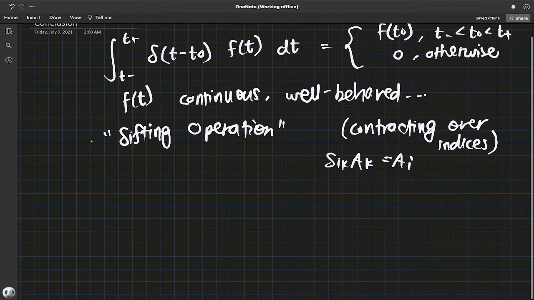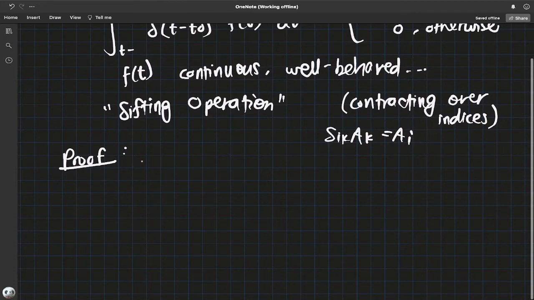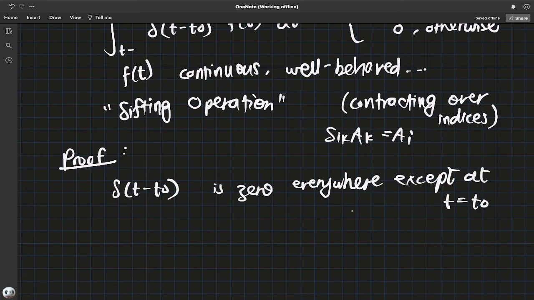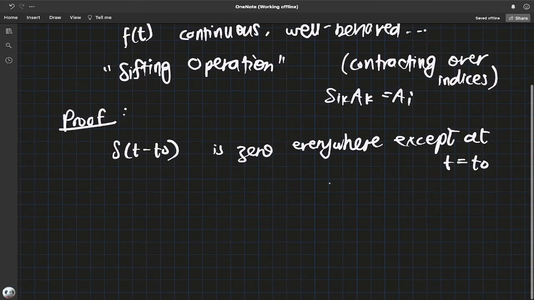So let's try to sketch out a proof. It's not the most rigorous one, but it kind of works. So this guy is 0 everywhere except at t equals t naught, where, as you saw in the graph, it has a spike.